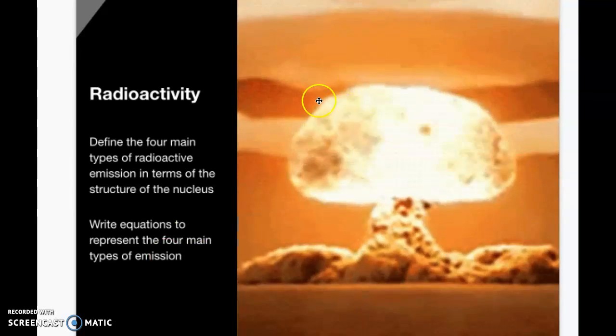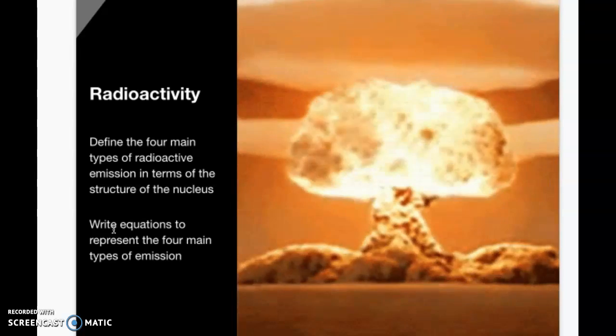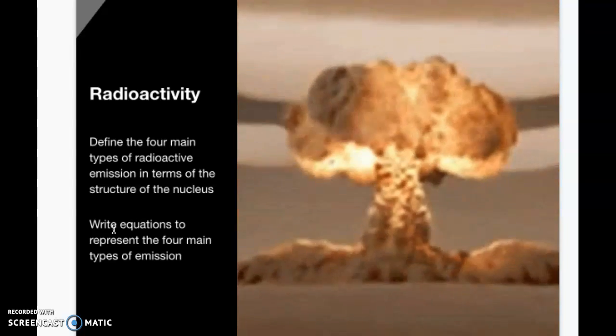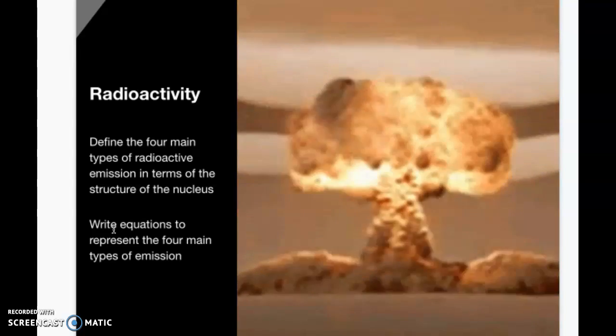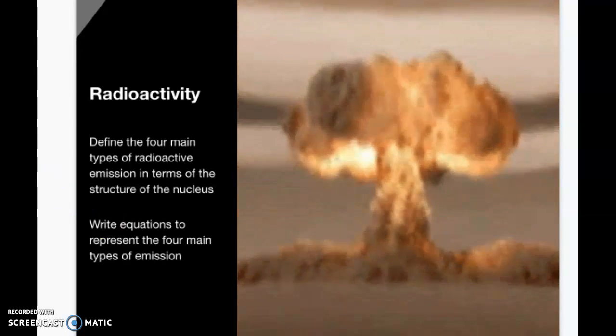In this video, we're going to be looking at radioactivity, what it is, and writing the equations to represent it. Now, there are four main types of radioactive emission. So we'll be looking at those in detail. We're going to be looking at how they affect the nucleus, and we will be using nuclear notation to represent those four main types of emission.